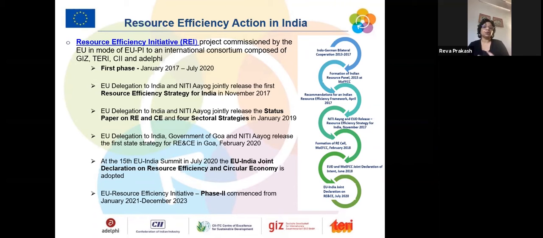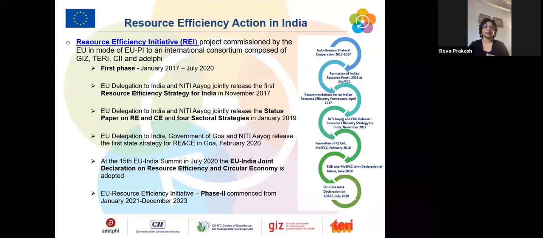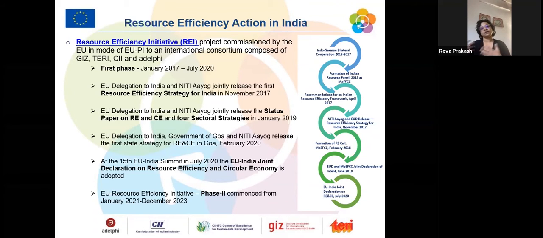And what that led to was these 3 states starting to develop their own resource efficiency strategies, identifying the key sectors they needed to look at, and identifying what kind of measures are needed across the life cycle for these sectors to become more resource efficient and circular economic. And so the first state strategy for Goa was actually released last year in February, and Telangana is also aiming to release it sometime this year. I think by May or June they will release it. They got pushed back due to COVID a little bit, actually by a year now.